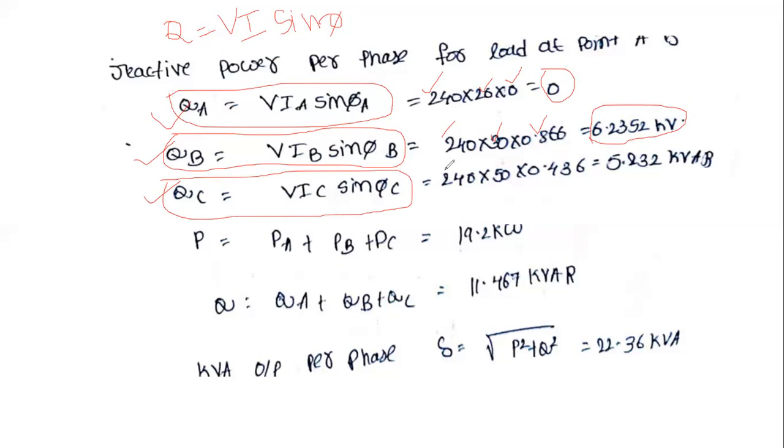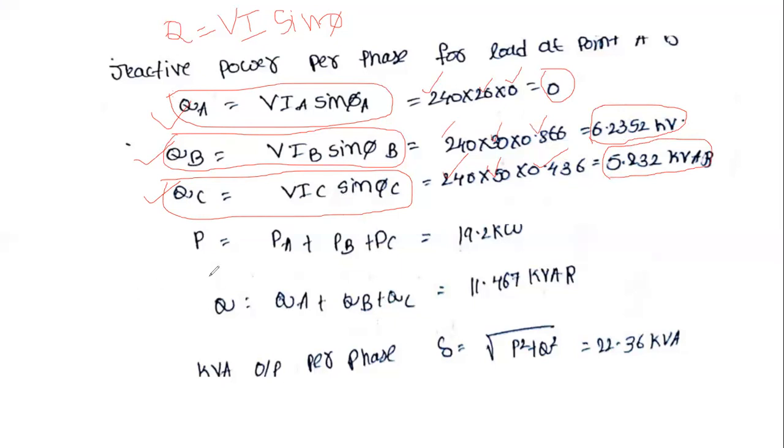Okay, what is the voltage? That is 240 volts and the current at point C is 50 amperes. By using the cos phi C value, we determine the sin phi C. Then we obtain the reactive power at point C, that is 5.232. This is the reactive power at point A, reactive power at point C and reactive power at point B.